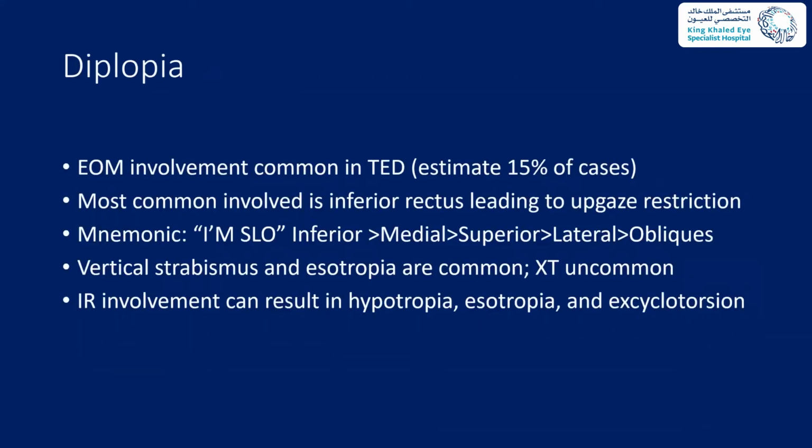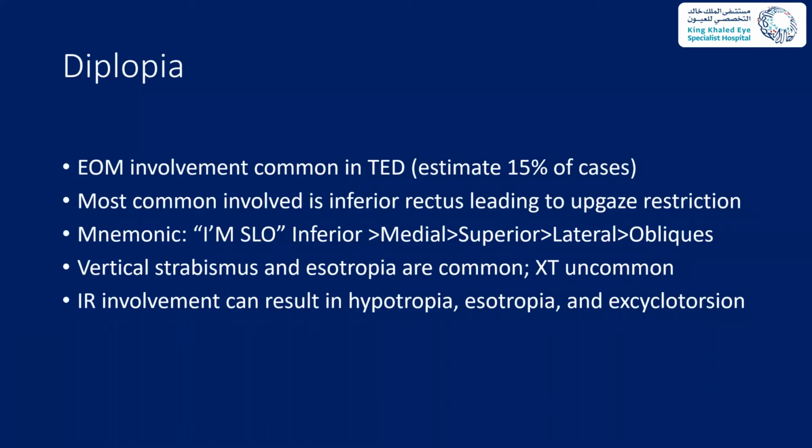With regards to diplopia, extraocular muscle involvement is common in thyroid disease, estimated in about 15% of cases. And the most common muscle involved is the inferior rectus, leading to an upgaze restriction. You can remember the mnemonic, I'm slow, to remember the frequency of involvement of each extraocular muscle, with the inferior being more commonly involved than the medial, more common than the superior, more common than the lateral, and the obliques are infrequently involved. Vertical strabismus and esotropia are common. Exotropia is uncommon in thyroid eye disease.